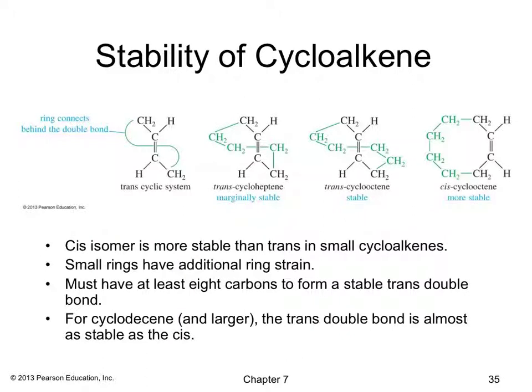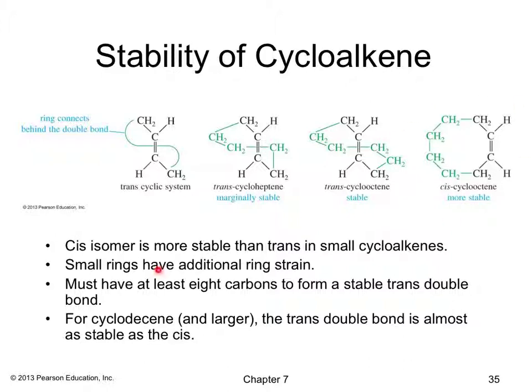If we look at stabilities of cycloalkenes, in general, the cis alkene is more stable than the trans in small cycloalkenes. Shown here are some examples. Here's a general trans-cyclic system in which you see the bond is trans. So here's trans-cycloheptene, and this is marginally stable. If we get higher, trans-cyclooctene, it becomes stable because we're getting more carbons in between. And then if we compare trans to cis, again cis will be more stable.